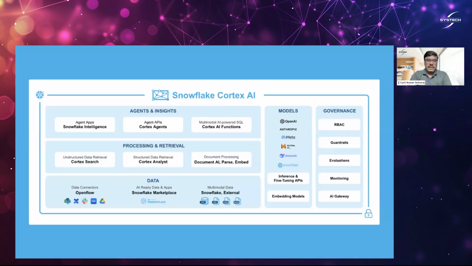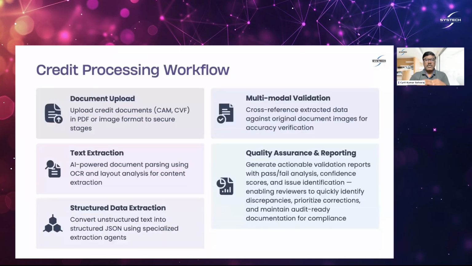So with this overview, let me go into how we created this framework. What is the credit processing workflow? The first step is we have to upload the document. There are two document types, CAM and CVF. CAM stands for Credit Approval Memorandum, CVF for Credit Verification Form. We upload these documents, and they will be stored in your staging environment.